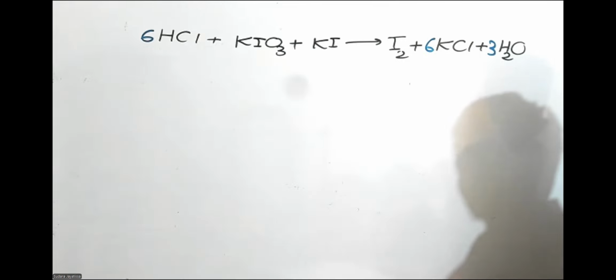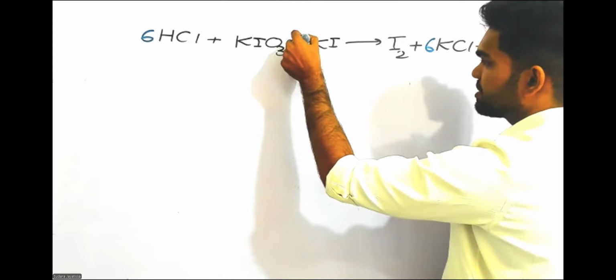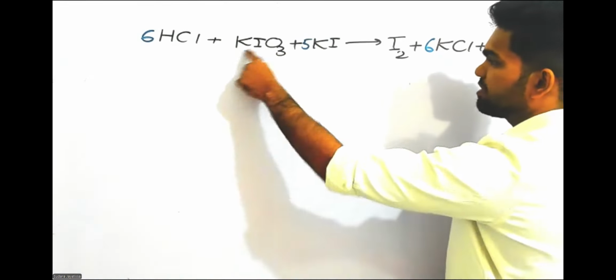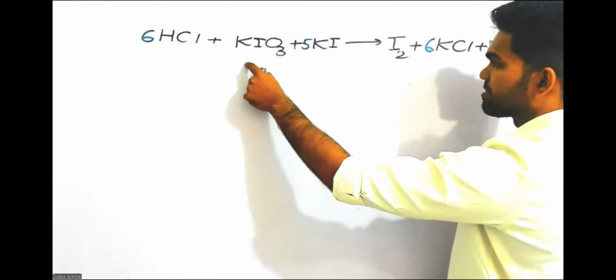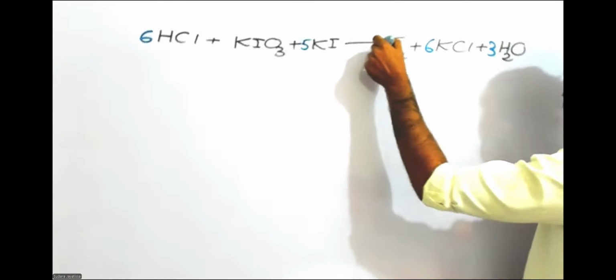Then if there are 6 KCl, you have to put 6 K, no? I can't put any number in front of KIO3, then the whole thing will be changed again. So let's put 5 in front of this KI. Then this will become 6 K. And then you have 5 I and 1 I here. So it's going to be 3 I2.